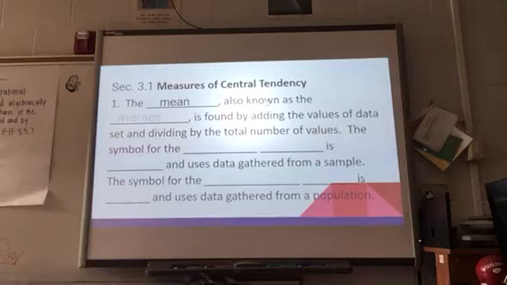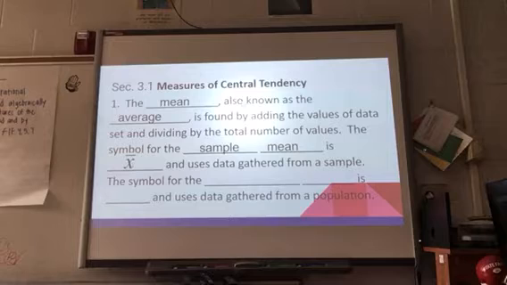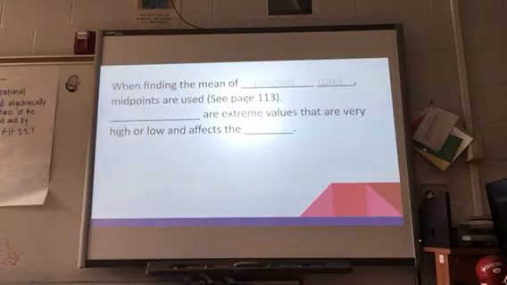the mean is also known as the average. It's found by adding the values of the data set and dividing by the total. The symbol for the sample mean is X bar, and it uses data gathered from a sample. The symbol for the population mean is mu, and it uses data gathered from a population.